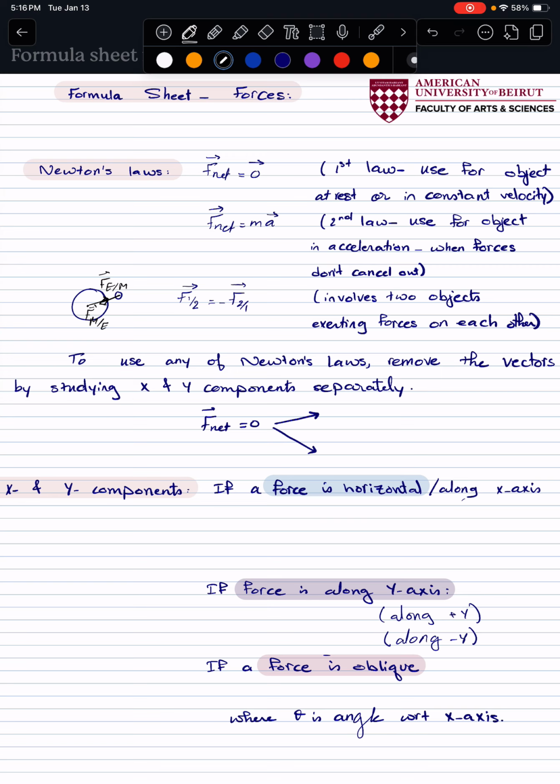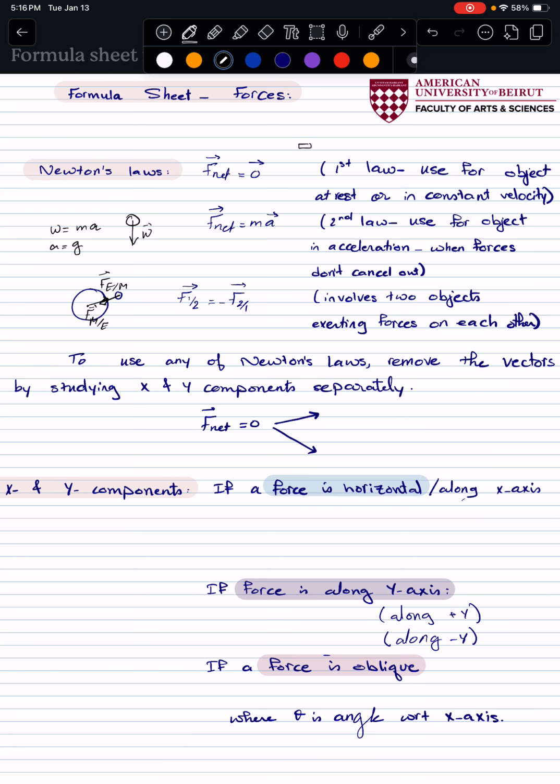The second law applies, for example, in the case of a free fall where the only force is the weight, and then W is equal to ma. We end up deducing that the acceleration is equal to gravity. And the first law can apply in cases where we have constant speed, such as a comet moving in outer space with no forces acting on it, or if we have a car that is moving on a frictionless surface.